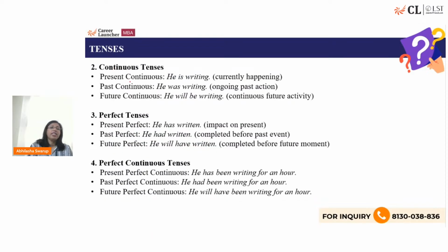For the continuous tenses, the present continuous shows something that is currently happening. The past continuous shows an ongoing past action, and a future continuous shows continuous future activity.